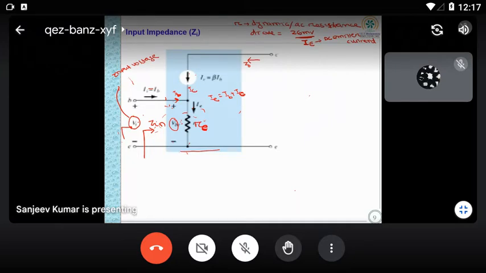Sir, can you repeat why you are taking capital E instead of small e? So you can see when I am taking an AC source, VI, at that time I am taking input, that emitter current will be small IE.